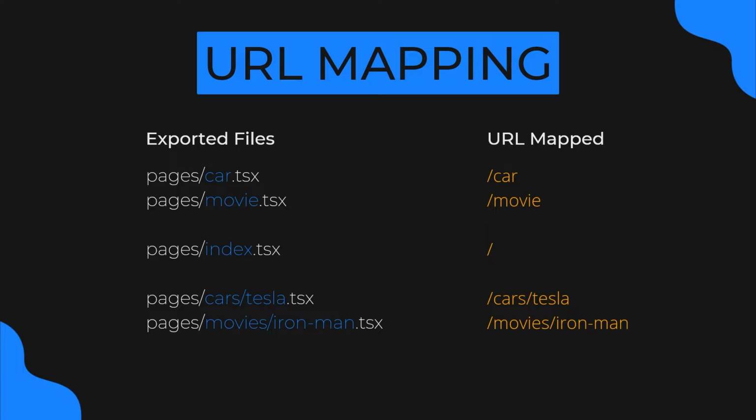For example, cars/tesla.tsx will be at the /cars/tesla route. Movies/ironman.tsx will be at the /movies/ironman route. Great, let's create our first page.